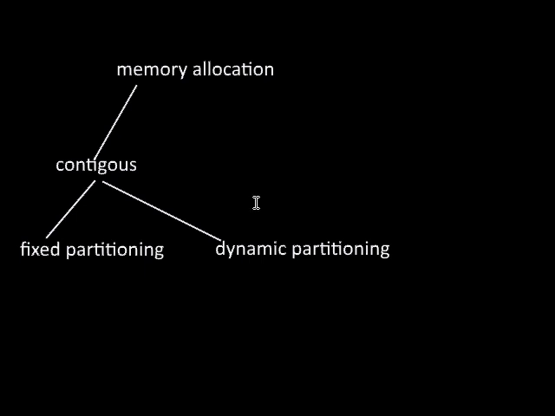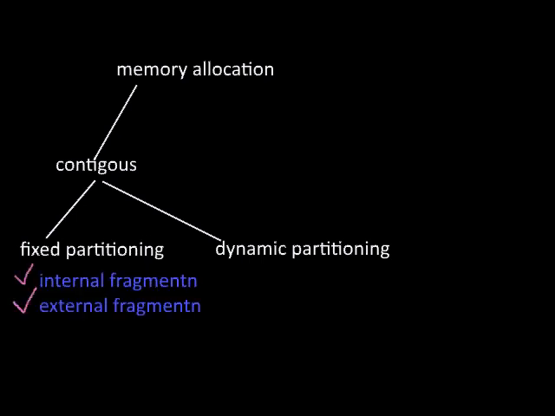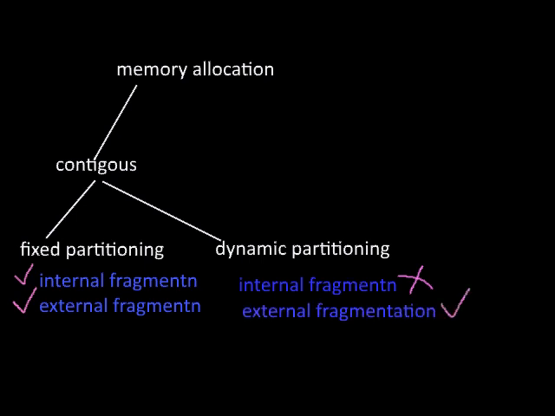Till now, we have discussed contiguous memory allocation using the method of either fixed partitioning or dynamic partitioning. In the fixed partitioning scheme, we have the problems of both internal fragmentation and external fragmentation. To solve the problem of internal fragmentation, we go for dynamic partitioning. In dynamic partitioning, internal fragmentation is resolved, but the problem of external fragmentation still exists. Why? Because we are using contiguous memory allocation.